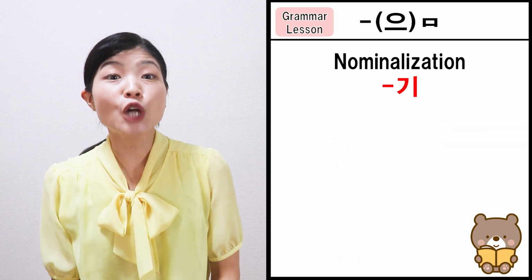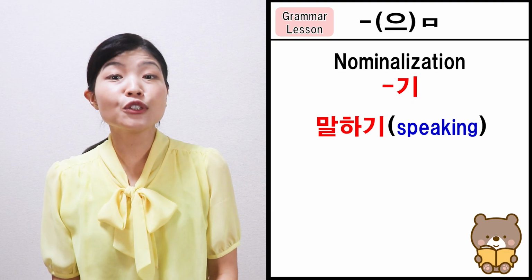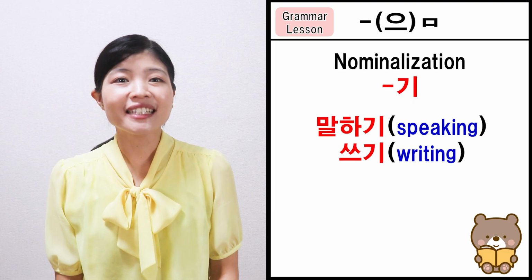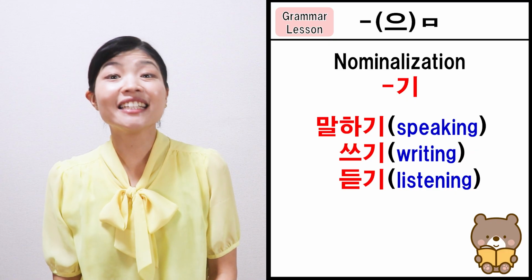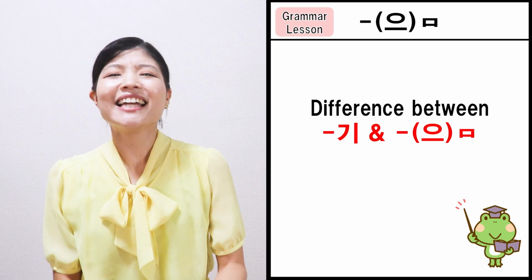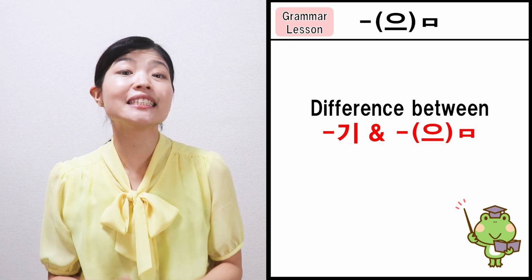And when you think of nominalization, you may have thought of 기. For example, you can say 말하기, speaking, 쓰기, writing, 듣기, listening, and 읽기, reading. And you will learn this grammar later on. And today, I will tell you the difference between 기 and 미음.